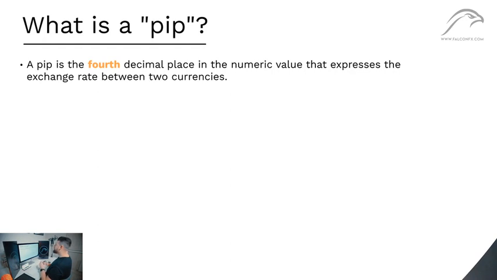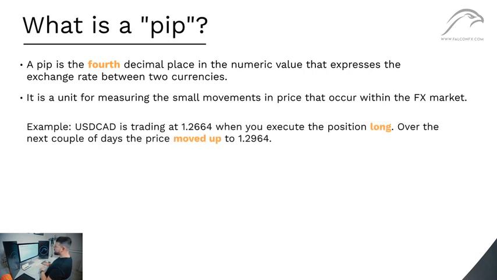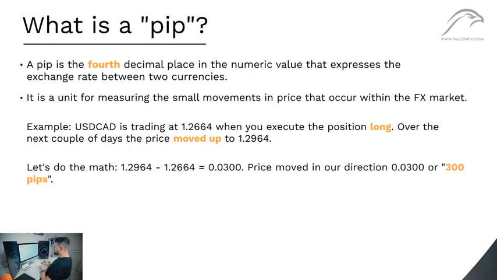Well, essentially, a pip is the fourth decimal place in the numeric value that expresses the exchange rate between two currencies. It is the unit for measuring the small movements in price that occur on the FX market. For example, let's take a look at USD CAD again. USD CAD is trading at 1.2664. When you execute the position long, so you're expecting the US dollar to appreciate over the Canadian dollar, over the next couple of days, price moved up to 1.2964. Let's do the maths. If we take the second price, 1.2964, and minus 1.2664, that equals 0.0300. So price moved in our direction 0.0300 or 300 pips.